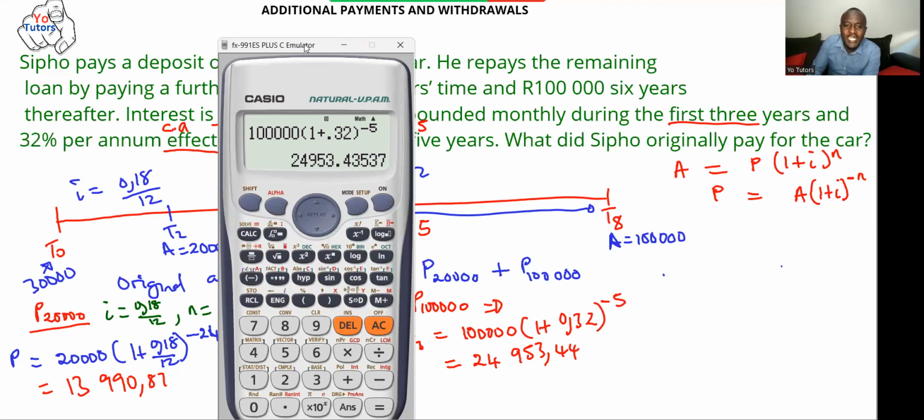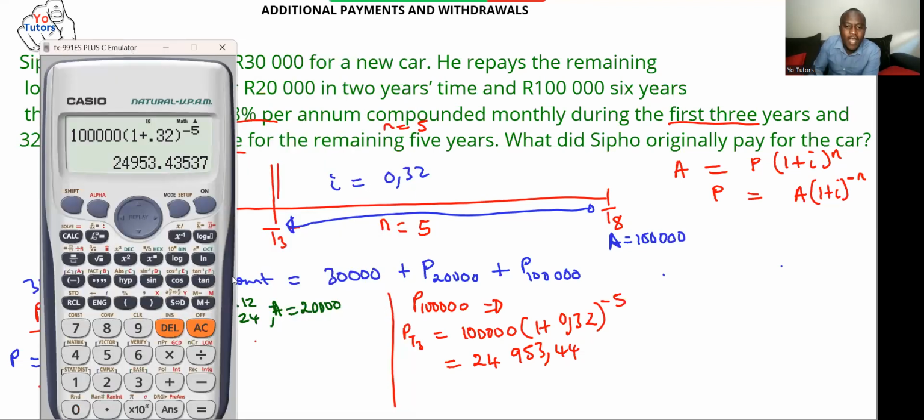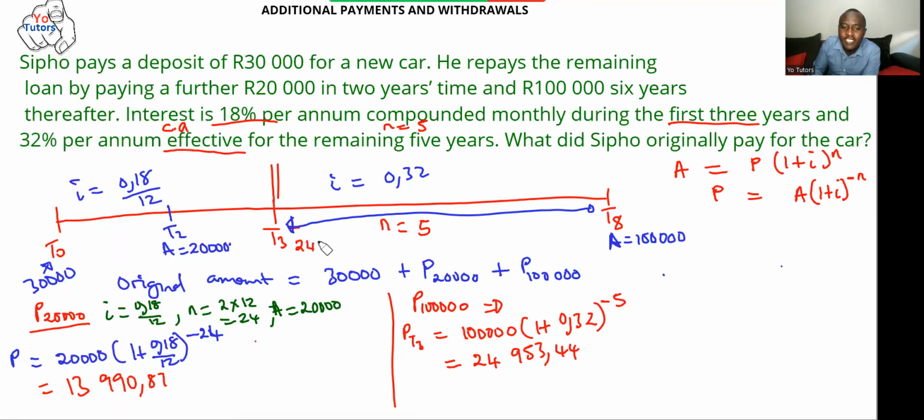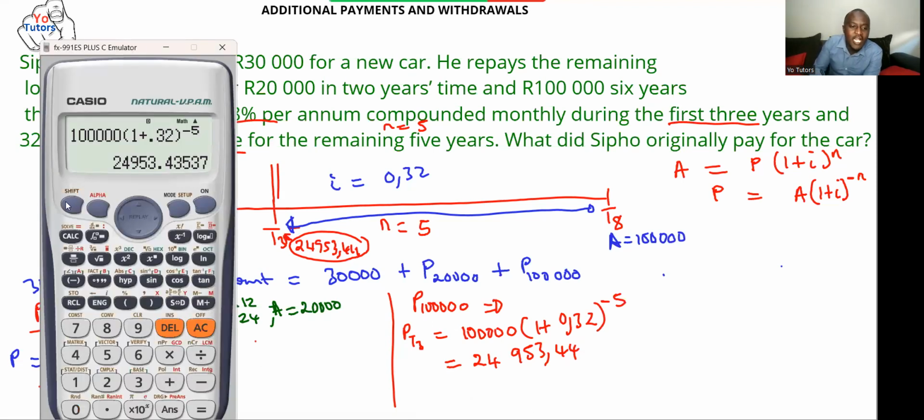So this is what we get here. Our 100,000 at T3 was 24,953.44. That's what we are seeing there at T3. Okay. Now we want to know how much it was at T0. So let's just do this. Let's just say shift store in E.